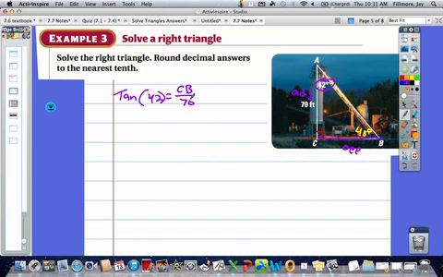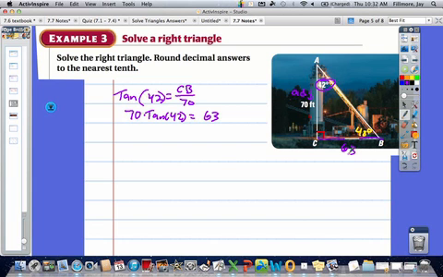Now, since my variable is on the top, instead of cross-multiplying, I can use my shortcut, and I know that I'm just going to multiply these two terms together. And if I multiply 70 times the tangent of 42, rounding to the nearest tenth, this should be 63.0, or just 63. My opposite side is 63.